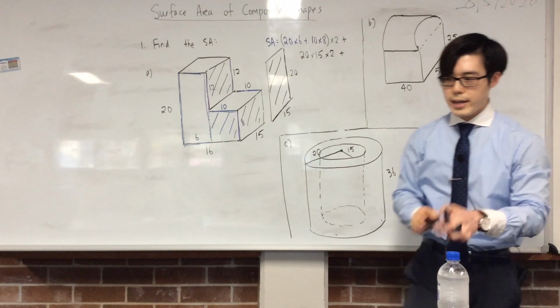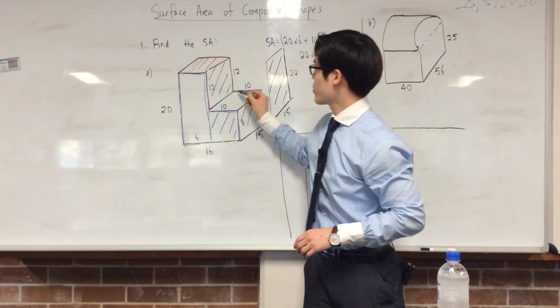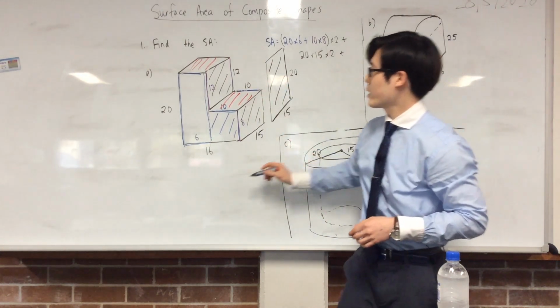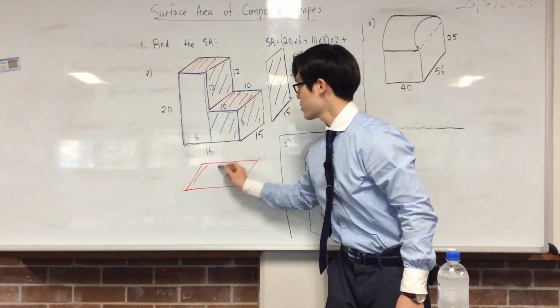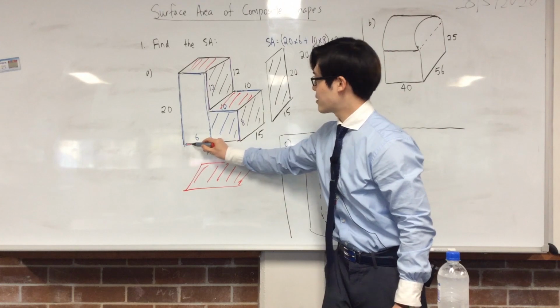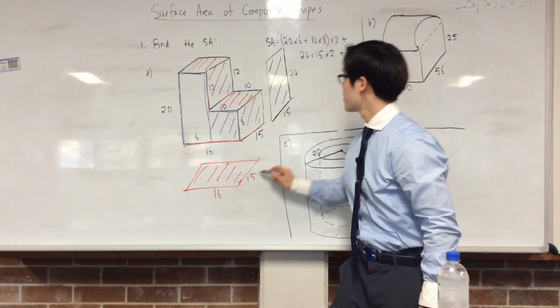Plus, now let's do the area of the top. So the area of the top is the part shaded in red. Now can you see once again, if I just combine the two shaded areas, from the top view it's just one big rectangle? That's right. Okay? So that's right. That's 16 times 15. That's right. Good.